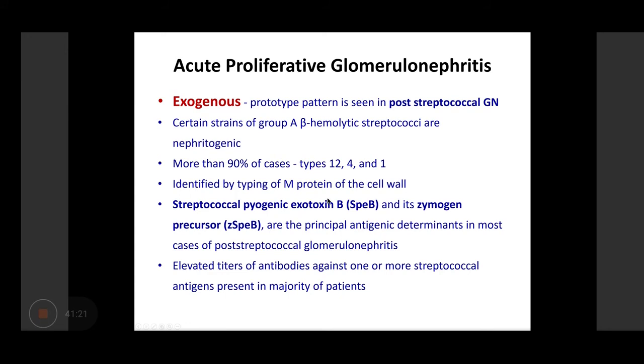This acts like an exotoxin. This is called streptococcal pyrogenic exotoxin B, or SPEB. Also, the zymogen precursor will act like an exotoxin. So this is the primary antigenic determinant in most cases of post-streptococcal glomerulonephritis. Against this antigen, antibodies are formed to neutralize them, and the titer of these antibodies can be examined in the serum by various ELISA tests, which will help you confirm the diagnosis.